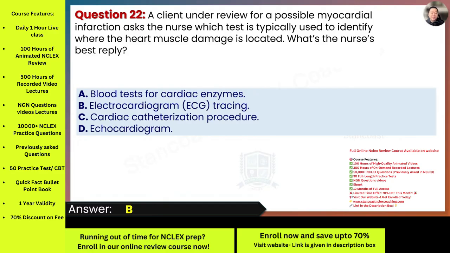Why? Because the ECG is the first line test used to identify the location of the MI. It works by detecting those specific electrical changes that occur when different parts of the heart muscle are damaged. For example, an ST segment elevation in certain leads like lead II, lead III, and lead aVF can point to an inferior MI.